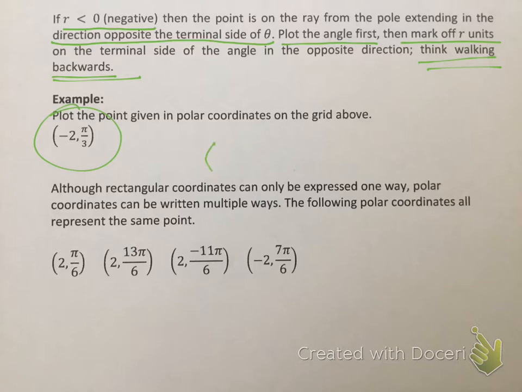Rectangular coordinates, like 5, -1, can only be expressed in one way. I can't write that as -7 over 3 and say that's the same location, because it's not. Rectangular coordinates can only be expressed one way. However, polar coordinates can be written multiple ways. So let's go back to our polar grid.